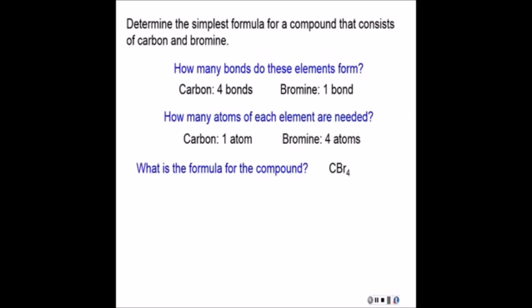And you might wonder, how do we know which order to write the elements into the formula? Normally, and again, there's all sorts of exceptions with this, but normally we write the element first that's to the left of the periodic table more than the other one.